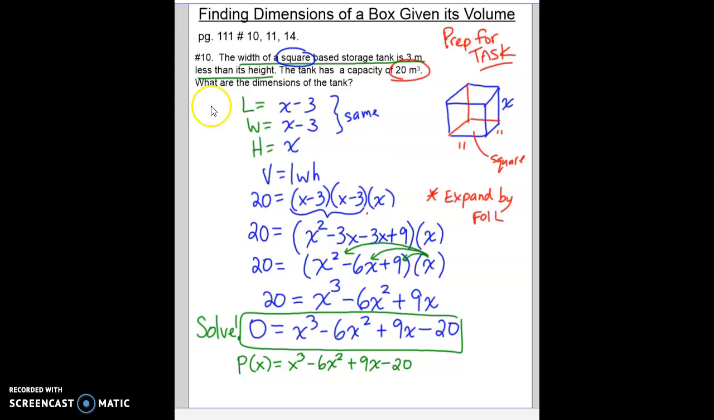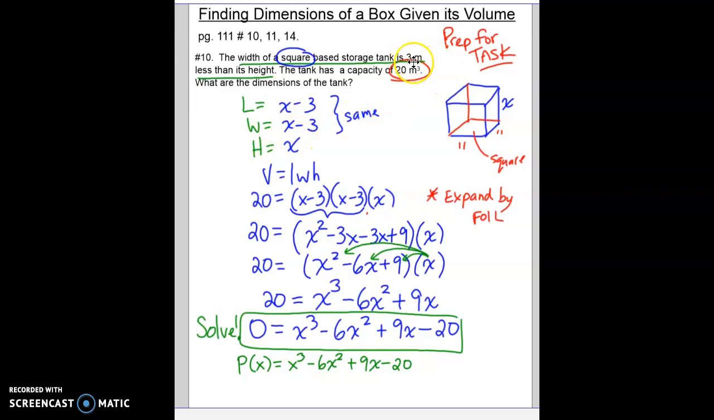Now on page 111, number 10, this question says the width of a square base storage tank is 3 meters less than its height. The tank has a capacity of 20 cubic meters. What are the dimensions of the tank? Now, what you need to understand is that there's no side dimensions given to you. You have to figure it out.